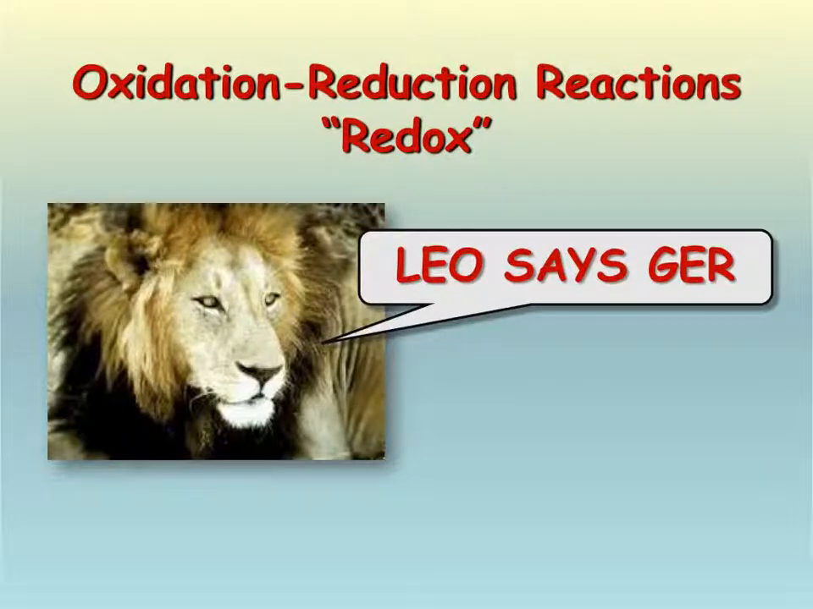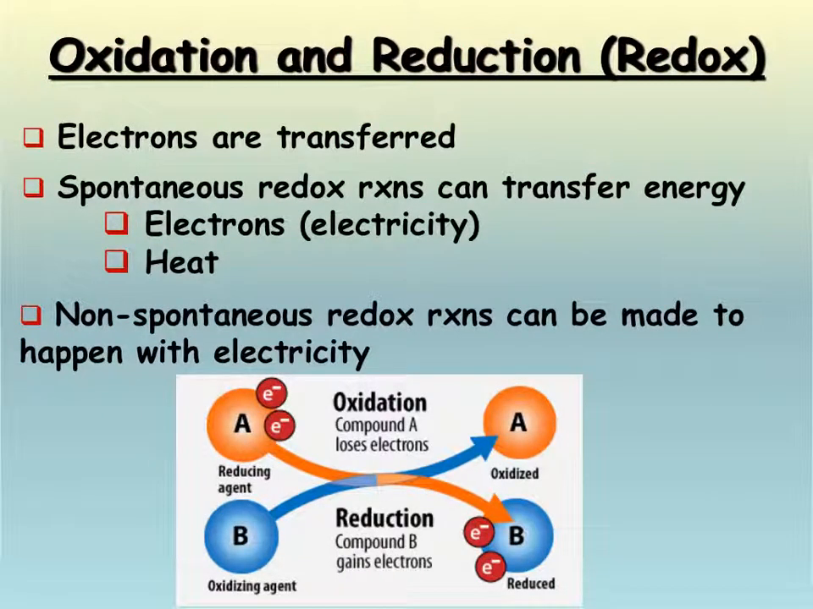All right, in this podcast, we're going to talk about oxidation and reduction reactions, which are combined and abbreviated as redox. During redox reactions, electrons are transferred. Spontaneous redox reactions can transfer energy in the form of electrons through electricity, or through the release or absorption of heat. Non-spontaneous reactions can be made to happen with electricity.